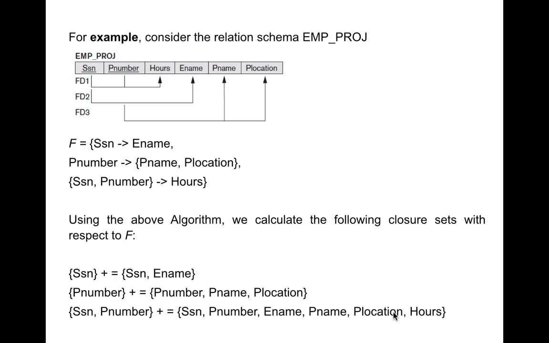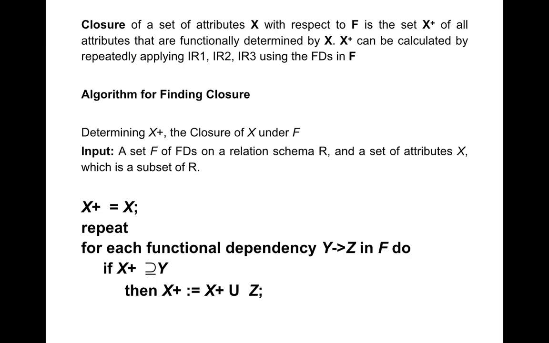Another thing we need to understand is, if an attribute set's closure gives all the attributes of the relation, that attribute set is considered a candidate key. So in this, SSN P number is considered a candidate key, which can be a primary key also. So a closure of attributes which leads us to all other attributes in the relation is termed a candidate key of that relation. Now let's see how we can find this closure using an algorithm. It is a pretty simple algorithm.